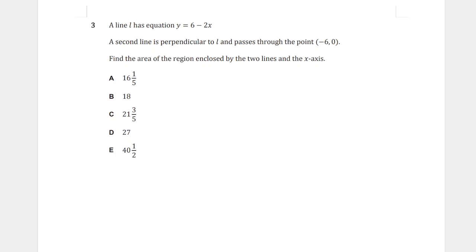Okay, as I always say, the first thing you do with these questions when you see the word area and some straight lines is draw the graph. You draw the picture to see where the area actually is. So 6 minus 2x: the y-intercept is 6 and the gradient is negative 2, so we have this line, something like this. This is 6, and this would be 3, because the gradient is negative 2.